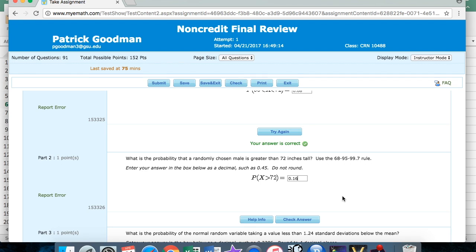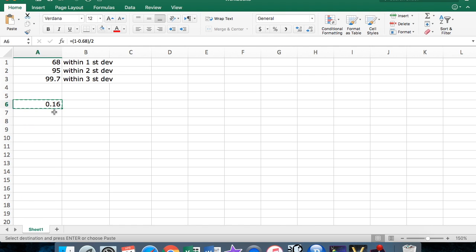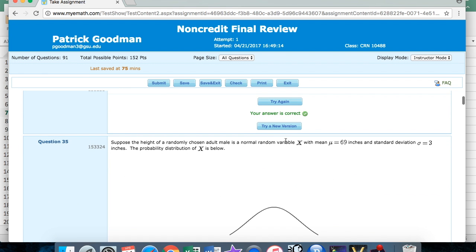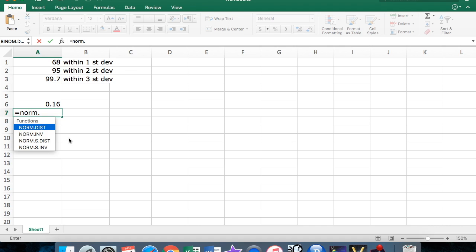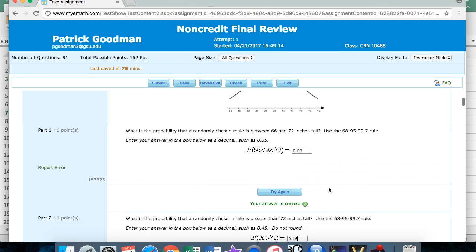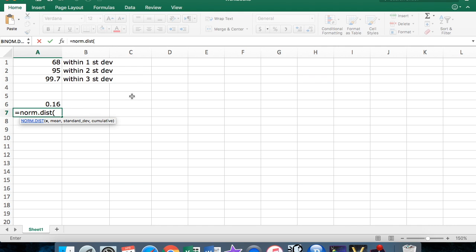Okay, now you guys can use Excel to do this too, right? So you don't have to use this rule if you're freaking out and you don't know how to do this. Let's do it this way. It's a normal distribution, a normal random variable, with mean 69 and standard deviation 3. So this is what you would do. NORM.DIST, my x, the value I want the area around, greater than 72 inches tall, so it's 72. My mean is 69, the standard deviation is 3, and it's always cumulative.